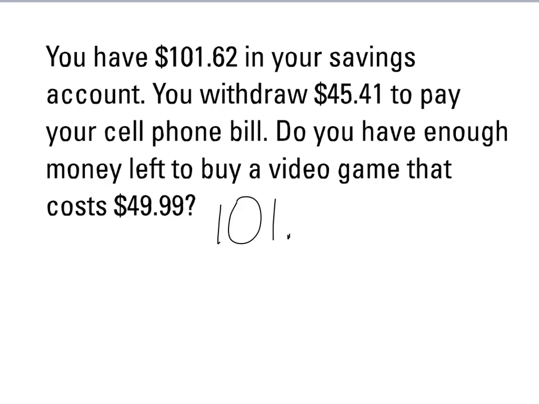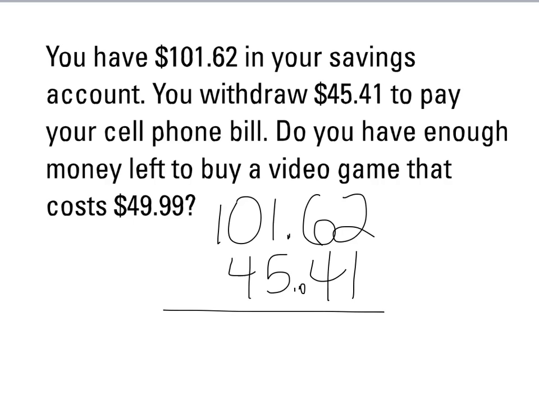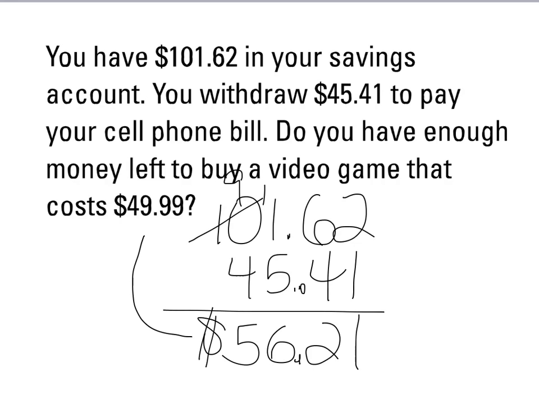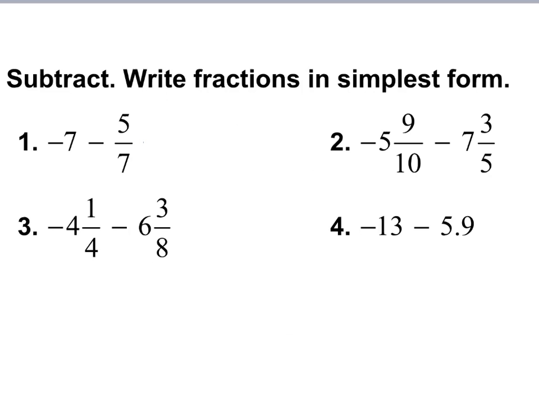Again, we have to remember to line up decimals. I'm going to go ahead and subtract. 1, 21, got to borrow, 9, and I'm left with $56.21. So I have enough money left to be able to buy that wonderful, glorious video game. These are just prime examples of things that we're going to look at more tomorrow, but hopefully this makes sense to you.